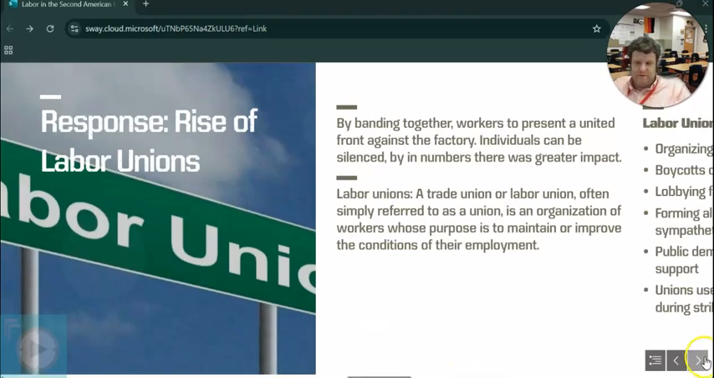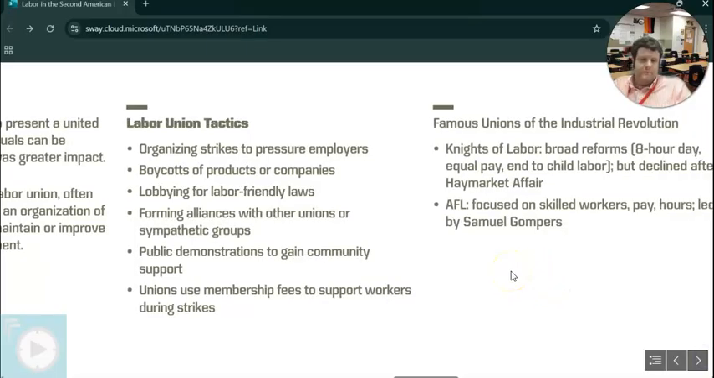Some of the tactics unions have. One of the things they could do is organize strikes. A strike is where the factory workers refuse to work, and this is a great negotiation tactic because factories only make money when they're producing something. If a factory sits idle, it takes a certain amount of money to maintain the machinery, pay the rent on the land, pay the taxes.